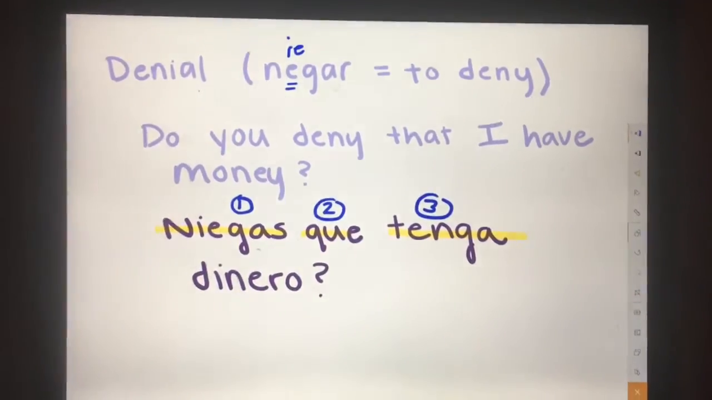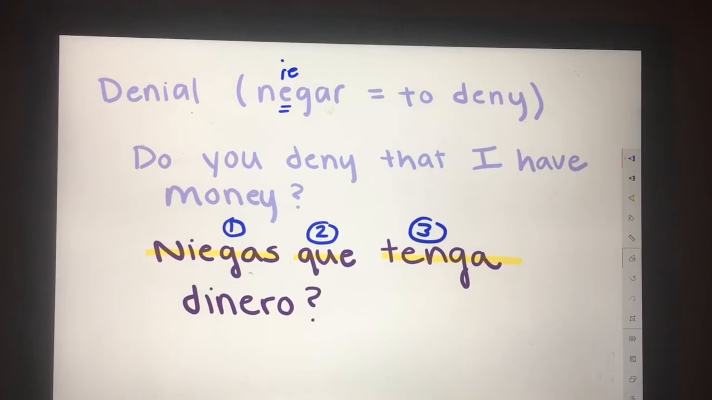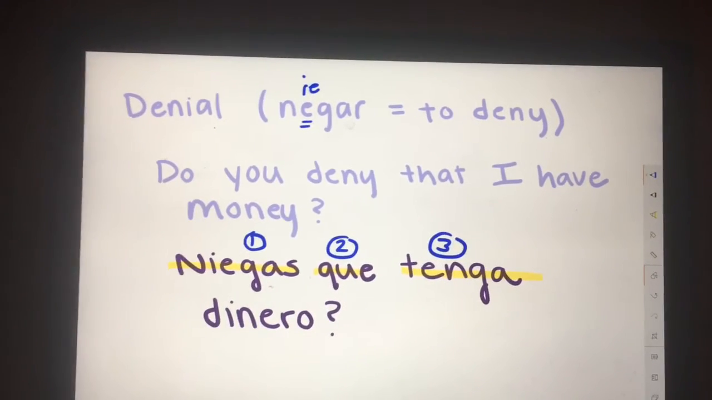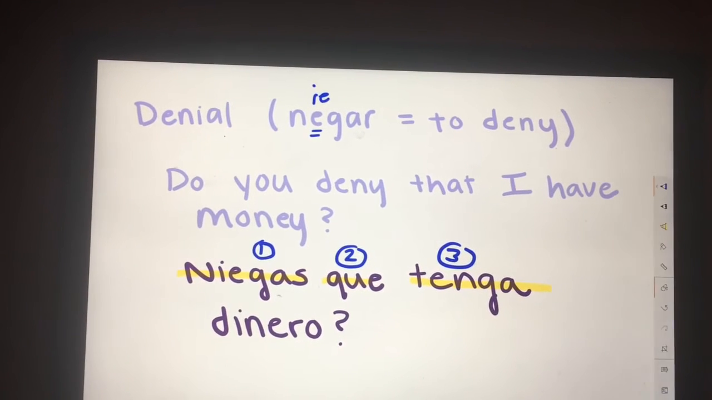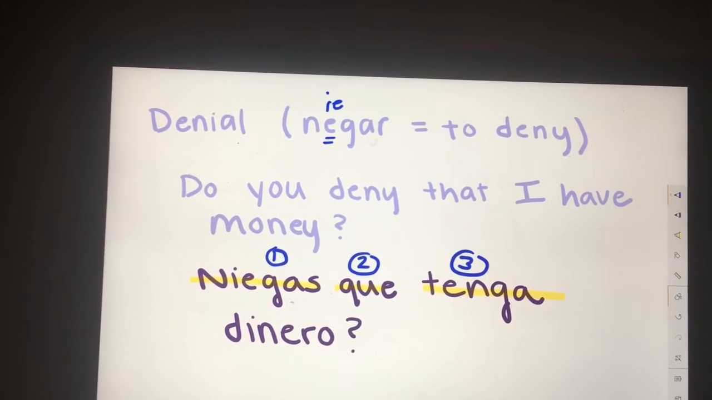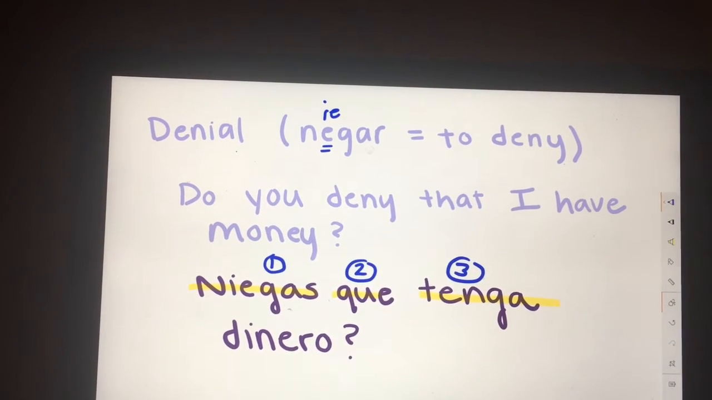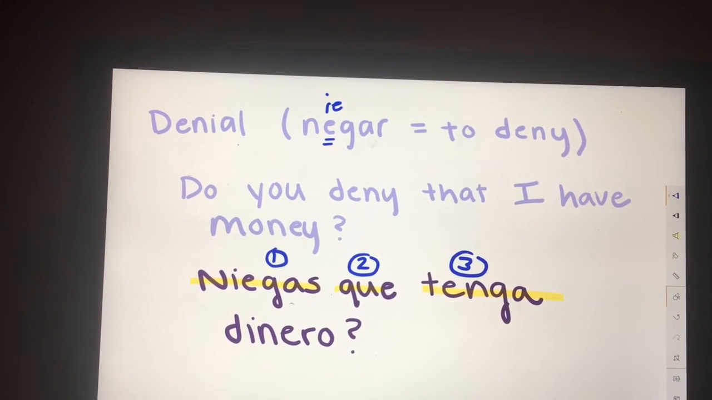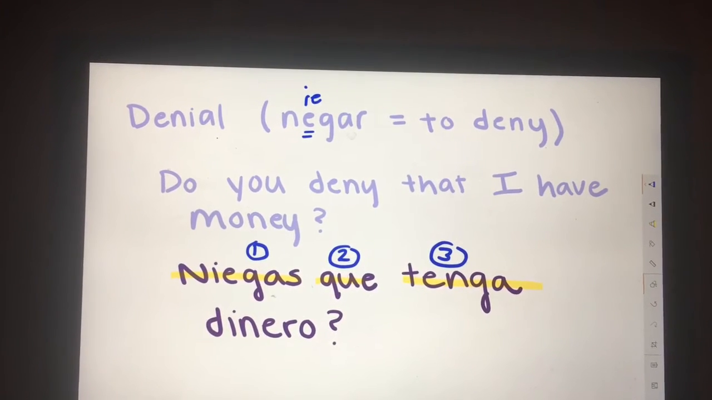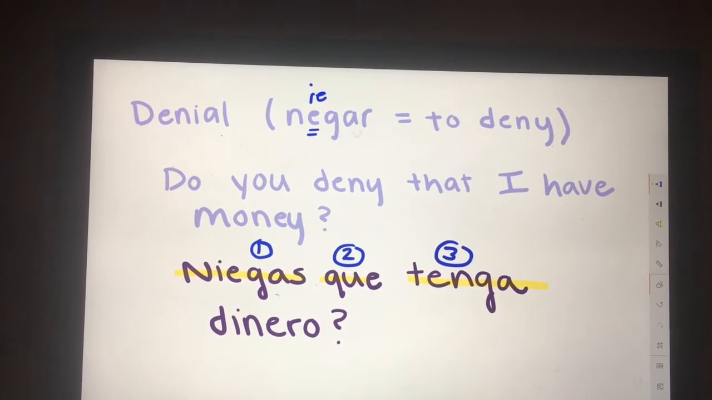The fourth part of the acronym WEDDING is denial. The verb to deny is negar. It's also a stem changer in the present. So rather than being tú negas, it will be tú niegas. So it's an E to IE stem changer. The example I chose to use here is, "Do you deny that I have money?"